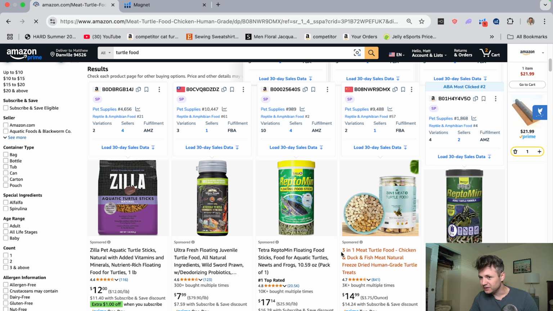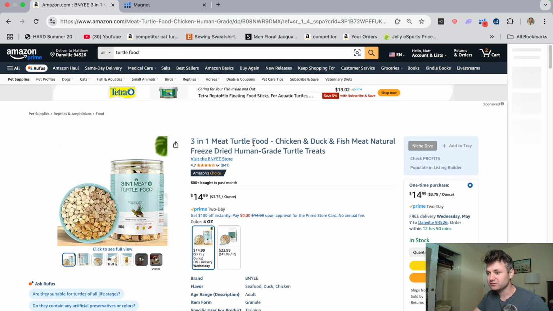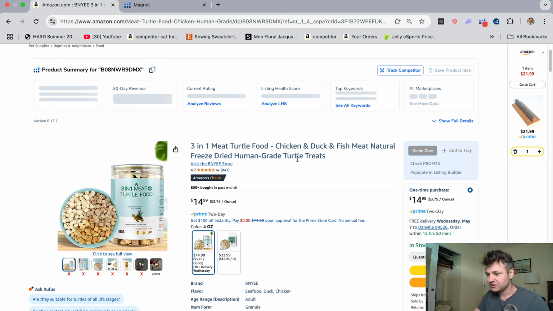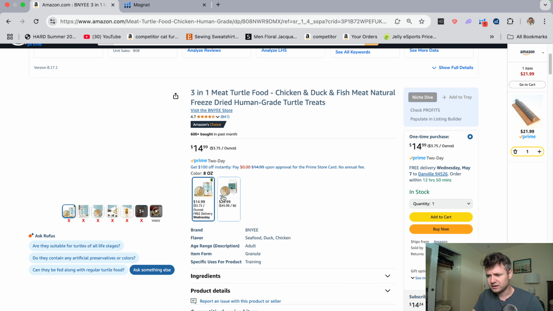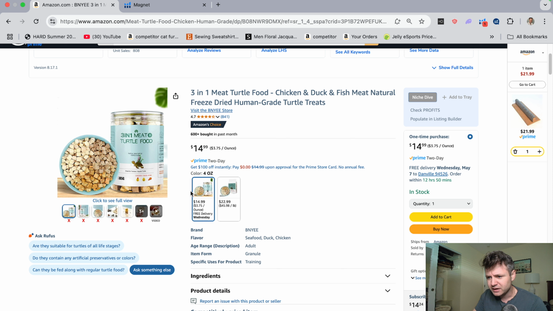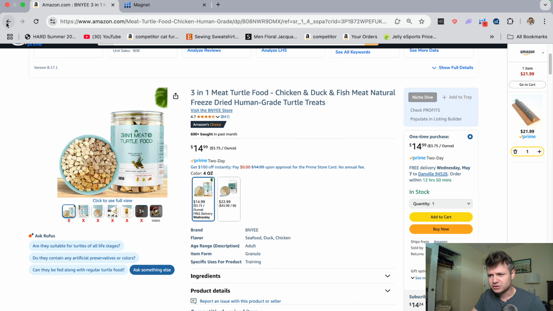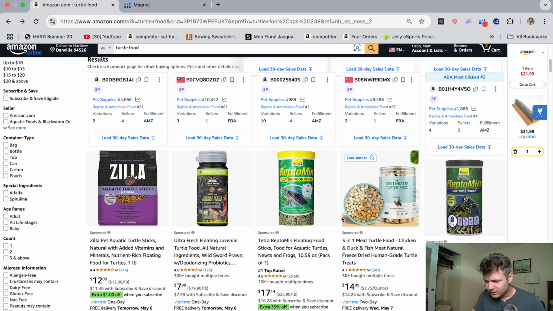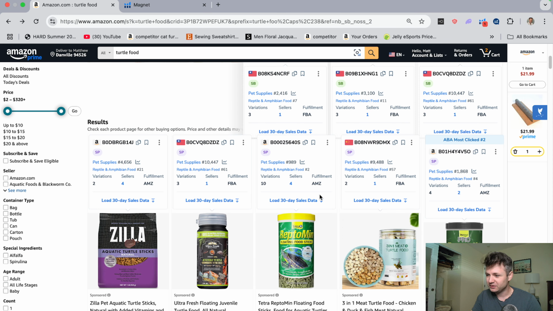It's just kind of cool. In these older markets, you can come out with something. Look at this 3-in-1 meat turtle food. So they came out with the chicken and duck and fish and meat, natural freeze dried human grade turtle treats. Okay, so it's a treat brand. And then they have turtle food and turtle treat. So it seems like it's a treat and food. That's really cool.